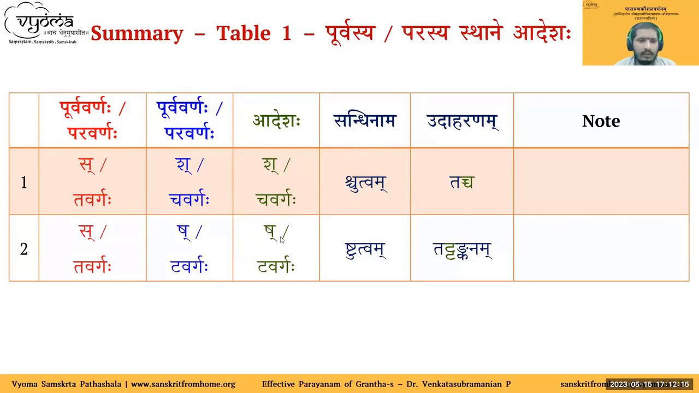In the Shtutta Sandhi, we saw that if Sakara and Tavarga come in contact with Murdhanya Shakara and Tavarga, then we get the Adesha, Murdhanya Shakara and Tavarga, in place of Sakara and Tavarga. So, Brihattika, Tattankana, ityadi, tasya udaharanam.